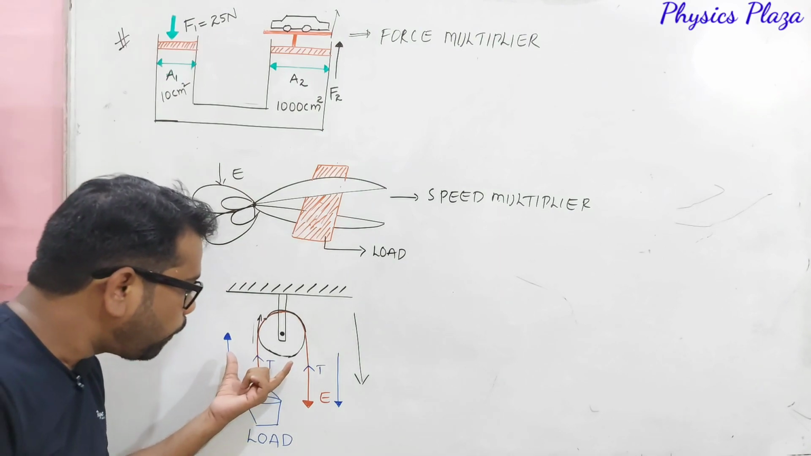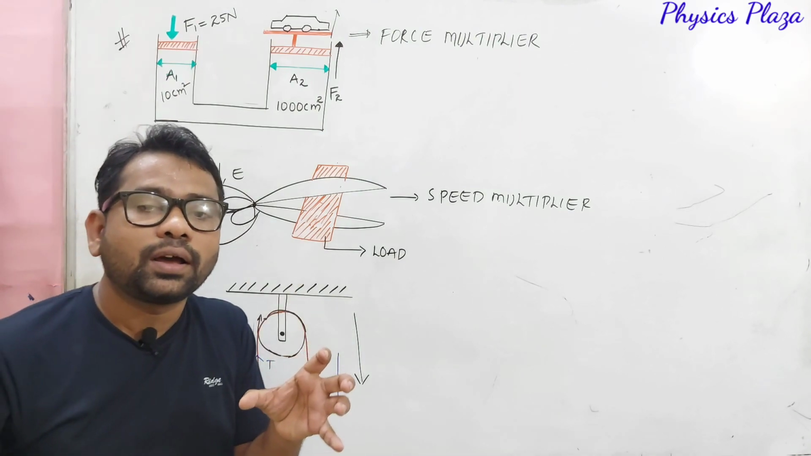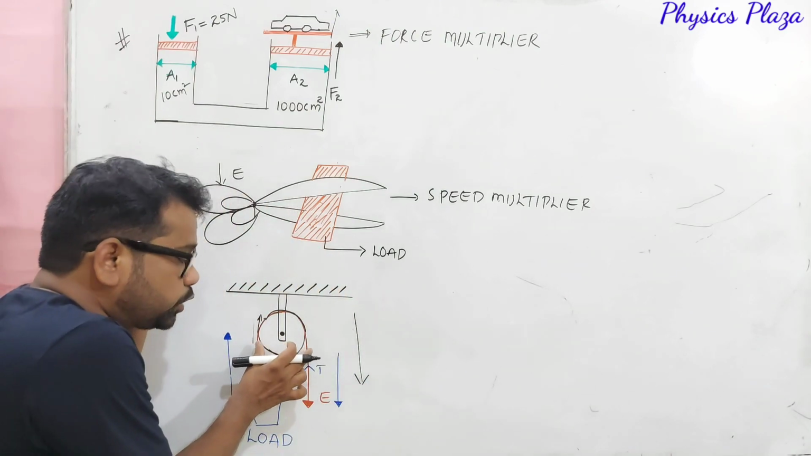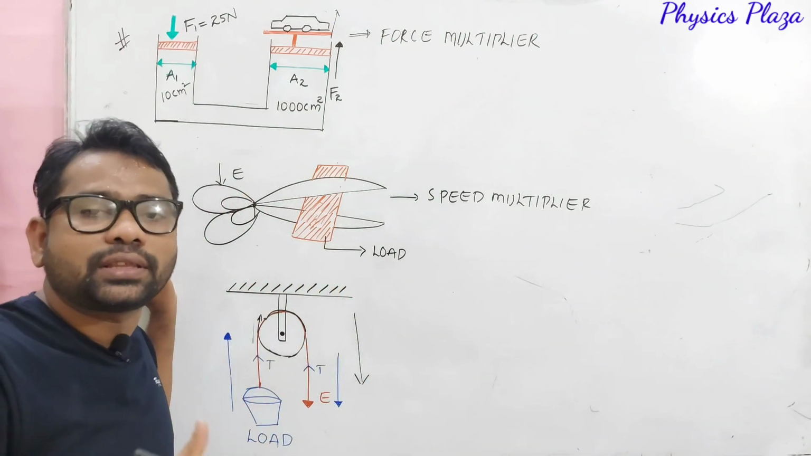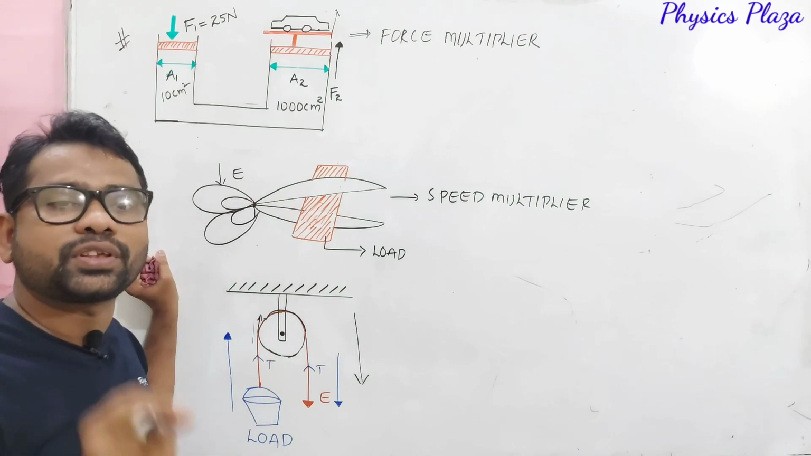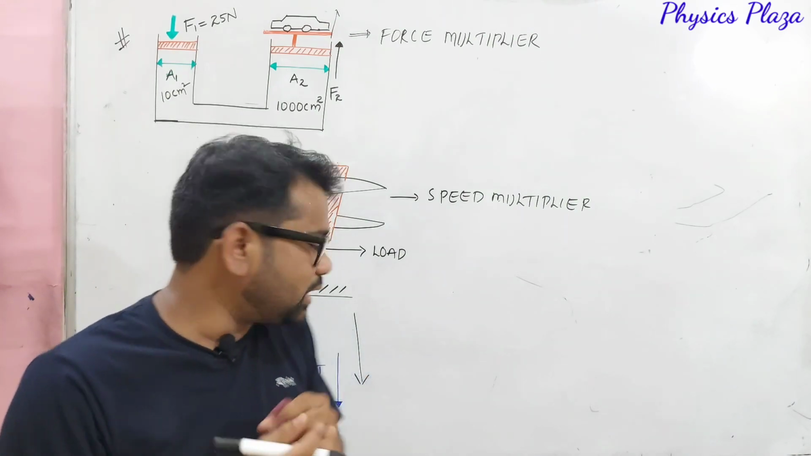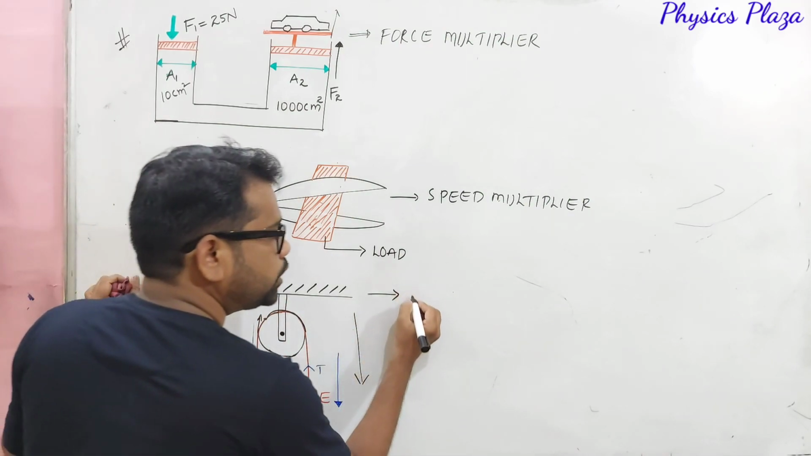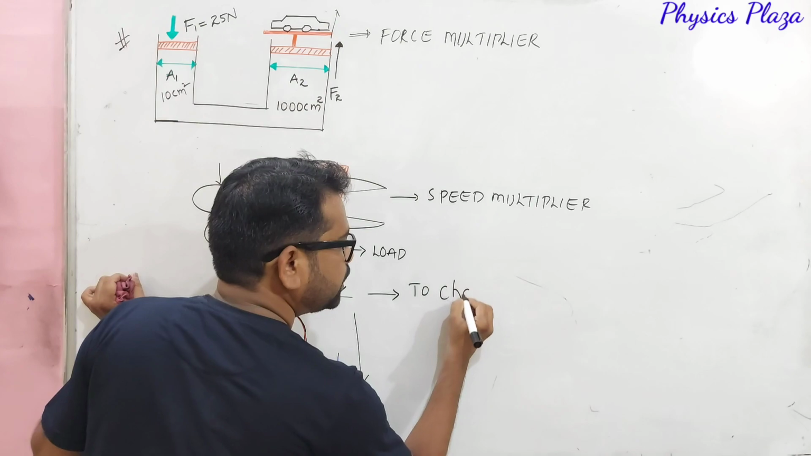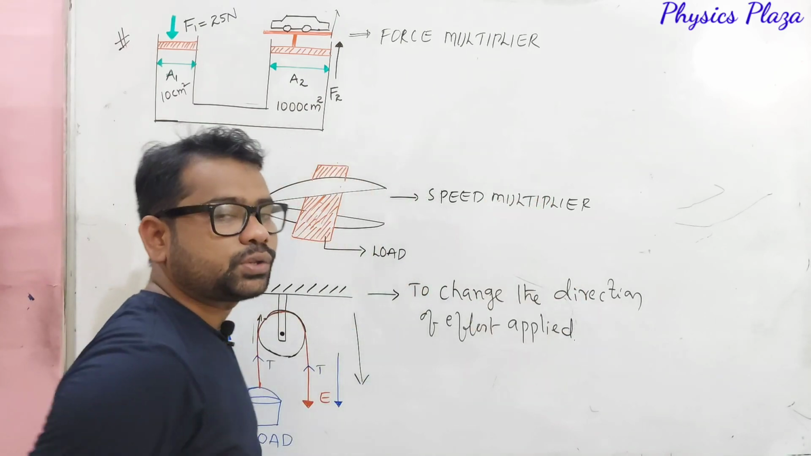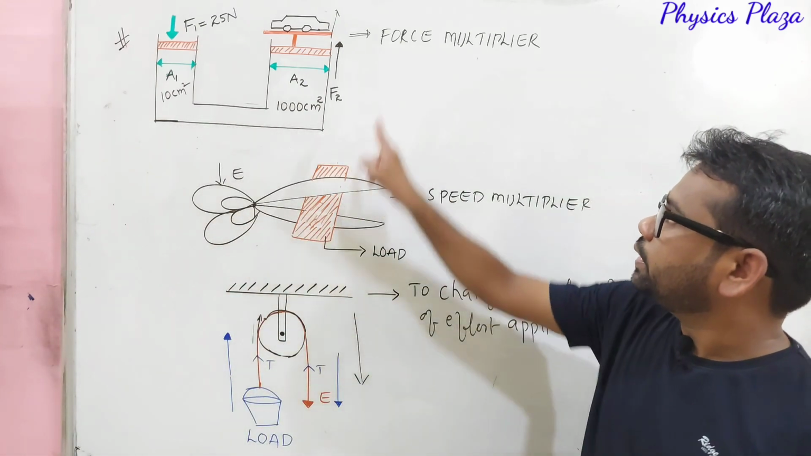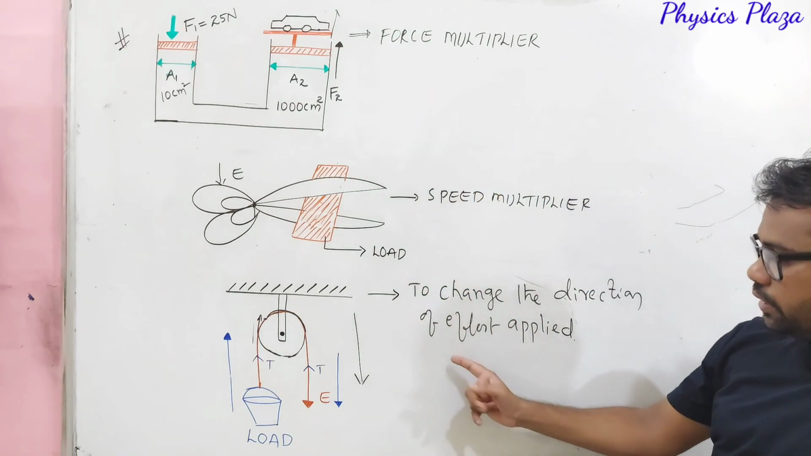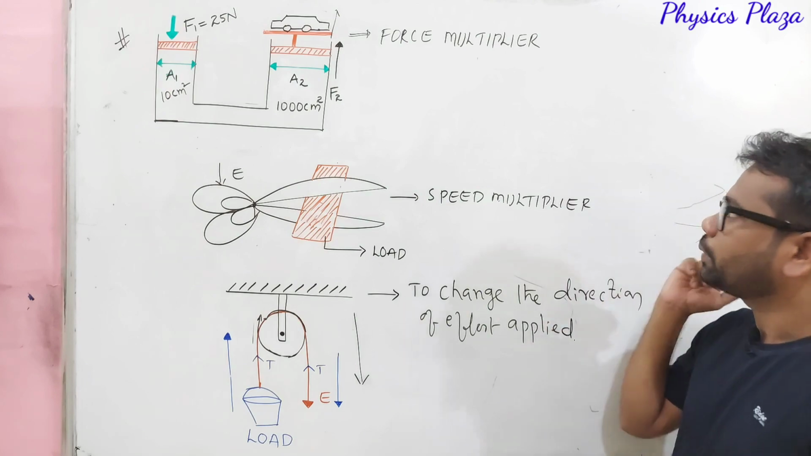So what this single fixed pulley, like a simple machine, is doing is changing the direction of the effort applied. So the third function we can say this machine serves is to change the direction of effort applied. So dear children, now look here. Here it is used as a force multiplier, here as a speed multiplier, and here it is used to change the direction of effort applied.